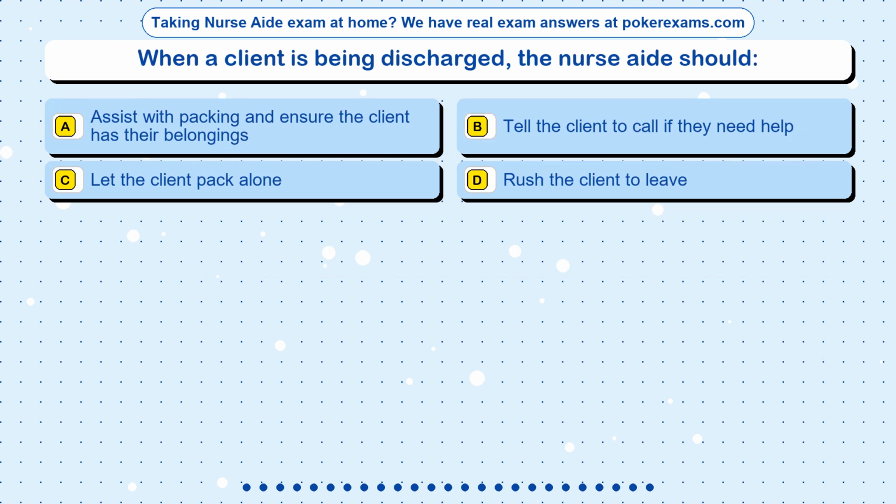Question 17. When a client is being discharged, the nurse aide should: Option A. Assist with packing and ensure the client has their belongings. Option B. Tell the client to call if they need help. Option C. Let the client pack alone. Option D. Rush the client to leave.